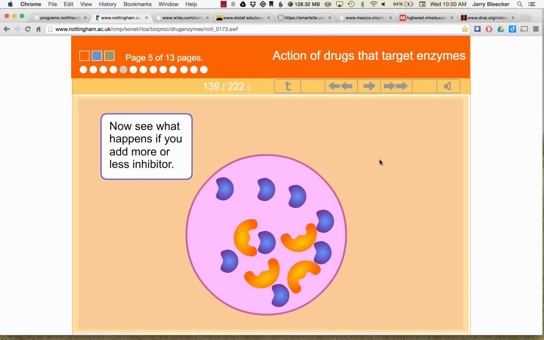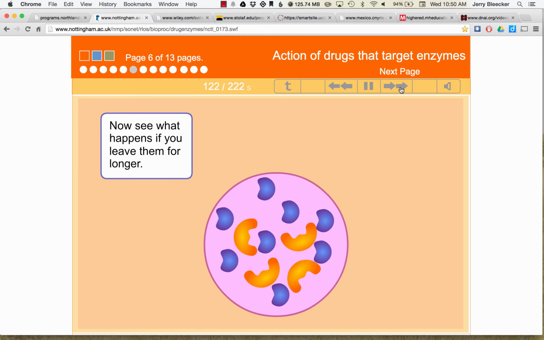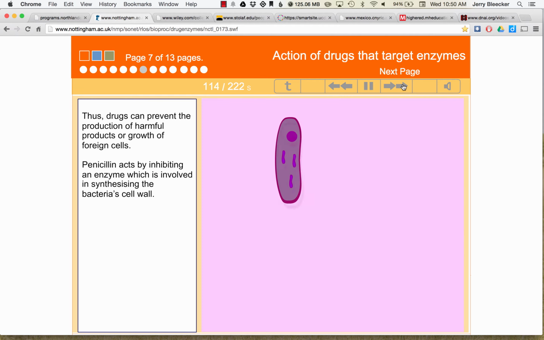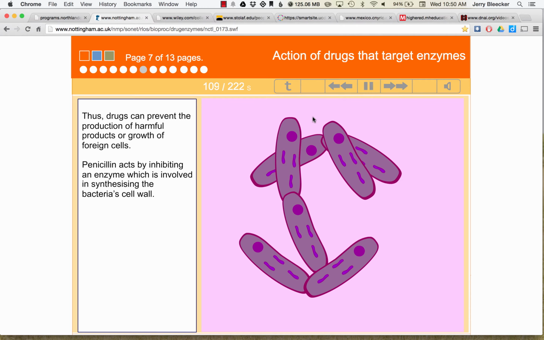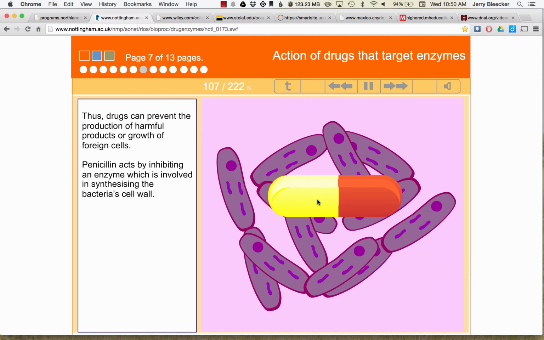This is a neat little demonstration here. If you hit play, if you add an inhibitor, there we go. I think I'll have to forward that. There we go. Maybe it's on the next page. That was interesting. If we add an inhibitor to bacterial development, they can't grow.